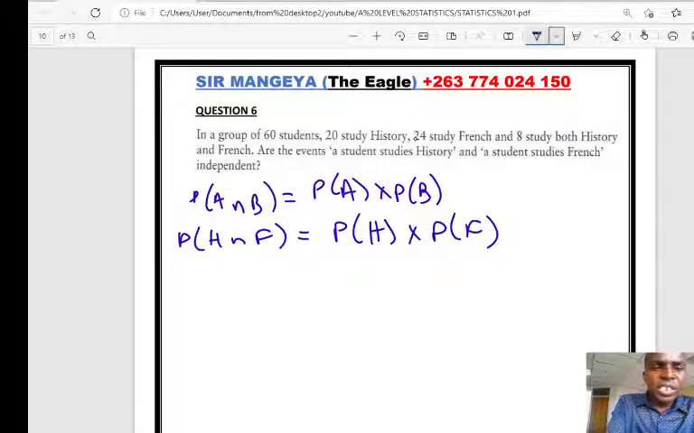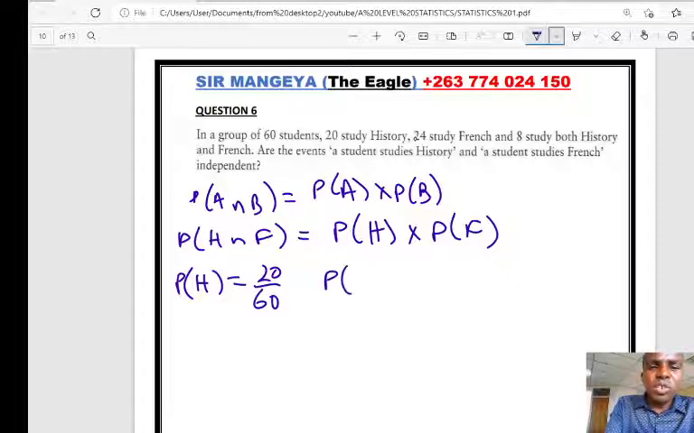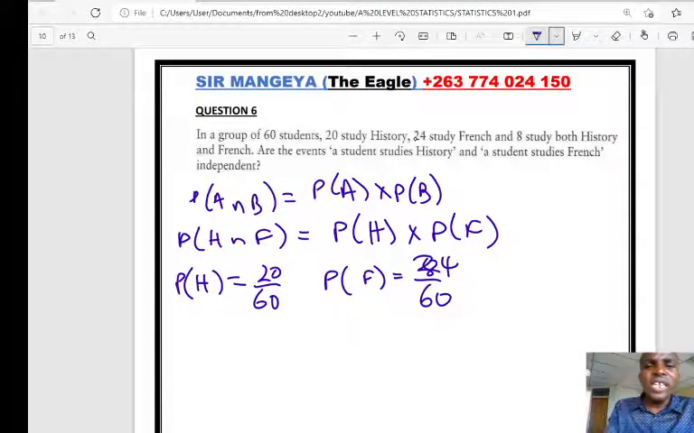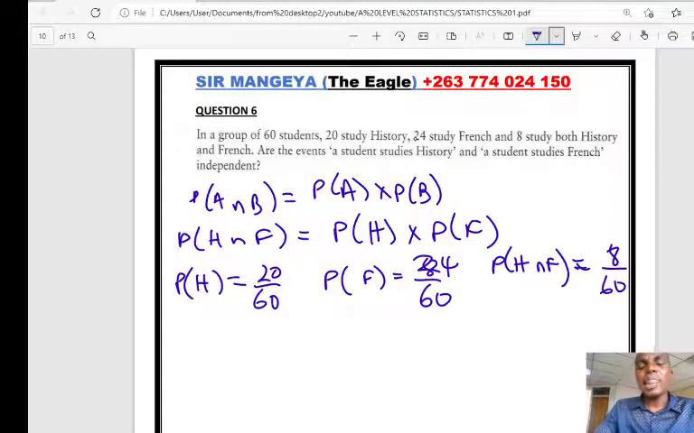You can say here the probability of history is 20 over the total, which is 60. Then the probability of French is 24 over 60, because 24 study French. Then 8 study both history and French, so the probability of H intersection F is 8 over 60. Then, are the events a student studies history and a student studies French independent?